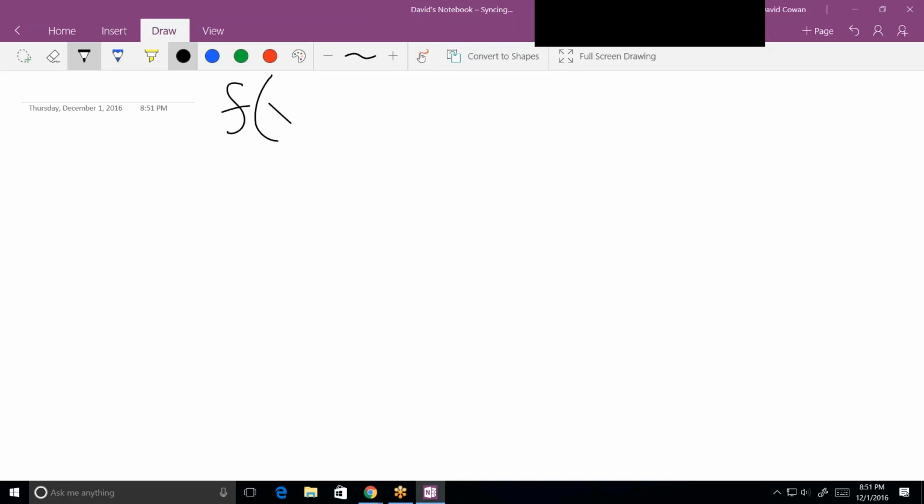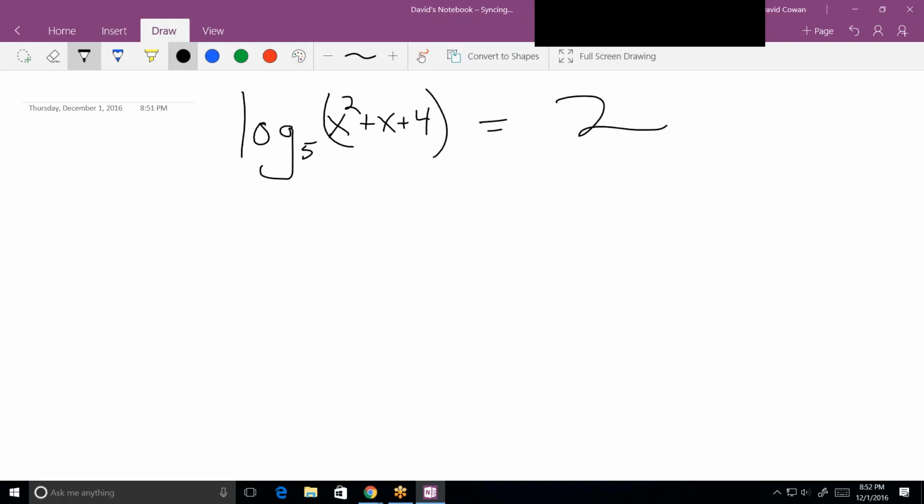All right. Well, now I have solving problems. Just solve for x. Yeah, that's a good one. Log base 5 of x squared plus x plus 4 equals 2. Okay, how are we going to solve this? It's a log function, so how do we solve it? Turn it into an exponential. You got it. What's my exponential function?